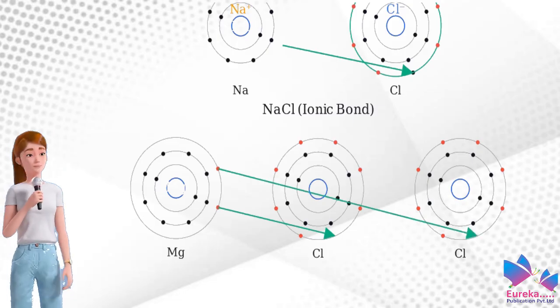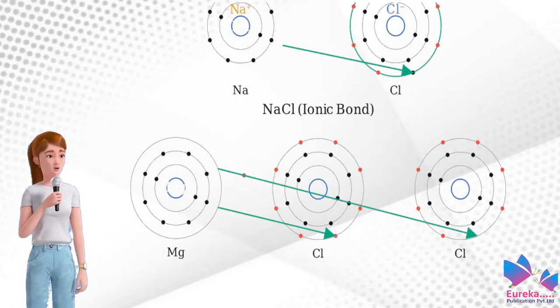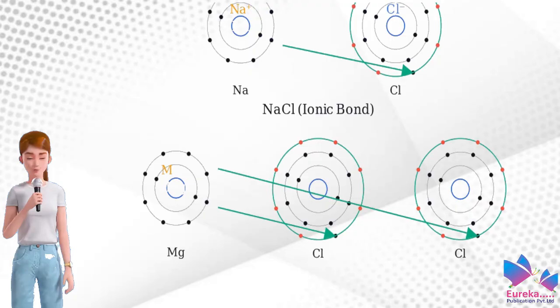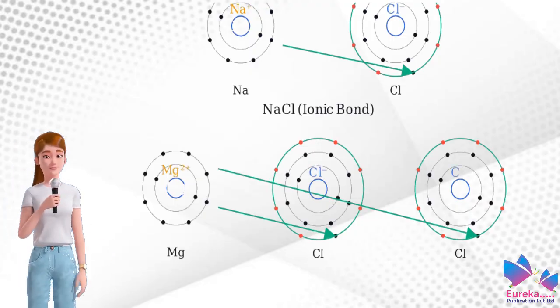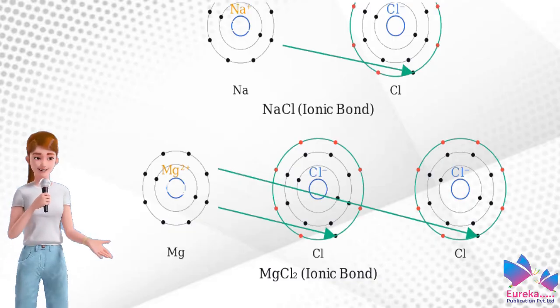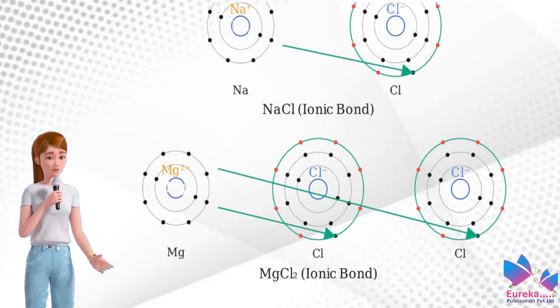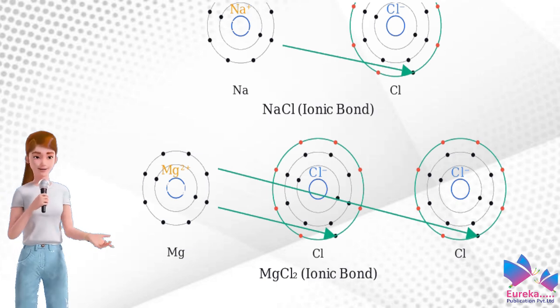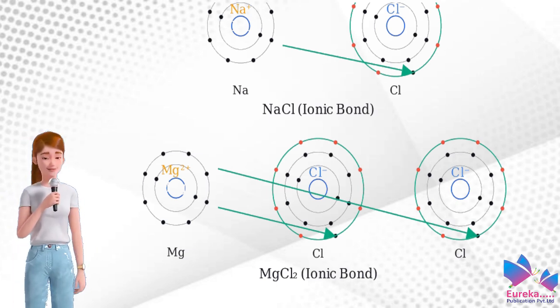Next, magnesium and chlorine. Magnesium has 2, 8, 2 electrons, and will donate 2 electrons, 1 to each chlorine atom. Each chlorine needs 1 electron to complete its octet. After transfer, magnesium becomes Mg2+, and both chlorines become Cl-, forming MgCl2.